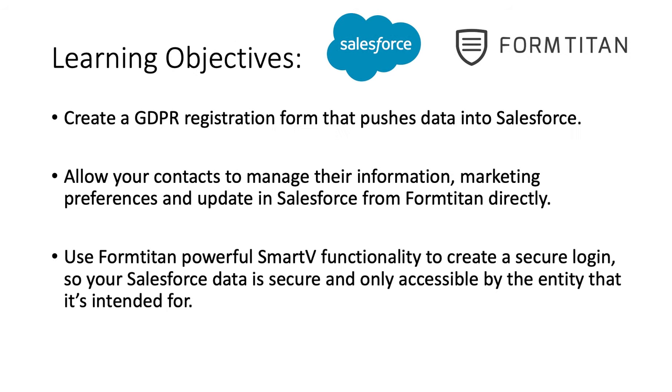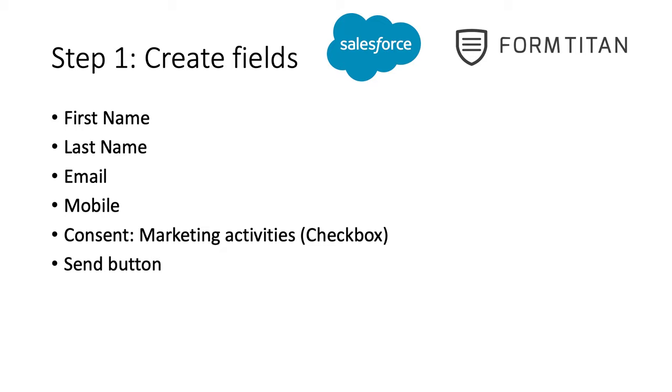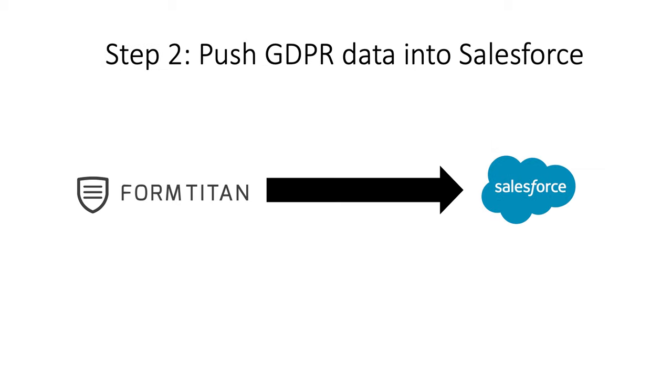Just a recap, we looked at the learning objectives in our last video: how we're going to create the form, allow our contacts to manage their information, and then add some security by using the Smart View functionality. We then went ahead and created our first name, last name, email, mobile, consent, and send button. In this video, I'm going to show you, once you've created all your fields, how you can push that GDPR data straight into Salesforce using the Form Titan functionality.